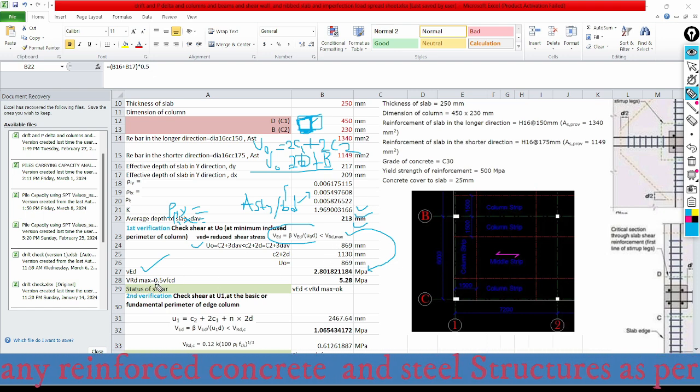So VRD max is nothing but 0.5 v times fcd. This equation provided this value, that is 5.8 megapascal. So we can check this VED and VRD max. So the status will show that VED is less than VRD max, which is okay. So our first verification is perfect.